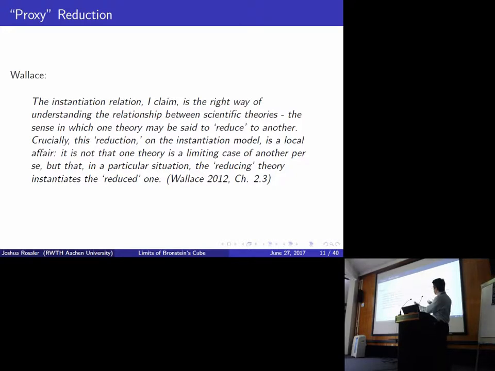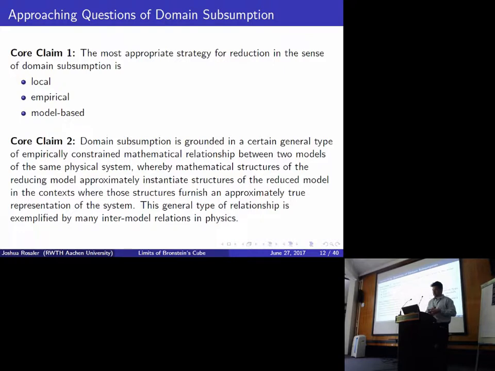And so I will call it here proxy reduction, and the reason for this name is essentially that we look for some surrogate or proxy, in the reducing model, of the empirically salient mathematical structures in the reduced model. So I have two core claims here, really. The first is that the most appropriate strategy for reduction, in the particular sense of domain subsumption, is local, empirical, and model-based. And the second claim is that domain subsumption is grounded in a particular type of empirically constrained mathematical relationship between two models that describe one and the same system.